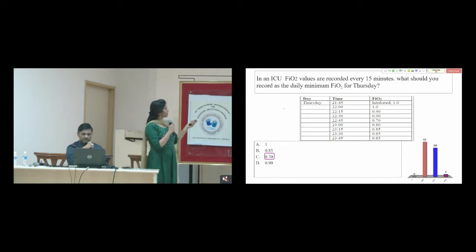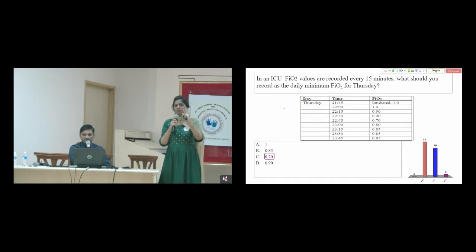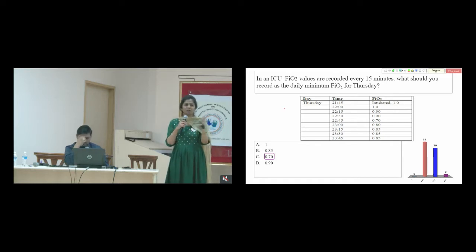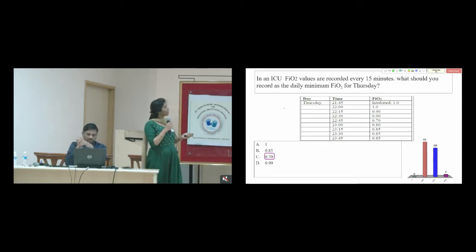Why the confusion? Here, how many readings should you have if it is every 15 minutes? 5. If it is not there, just go for the lowest value. You cannot make it 3, 2 and so on. That rule is not there. If that rule value is not there, just go for the lowest value. Here, because we don't have 5 consecutive readings, you just determine the lowest value, that is 0.7.